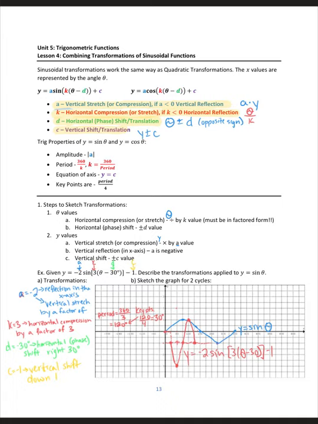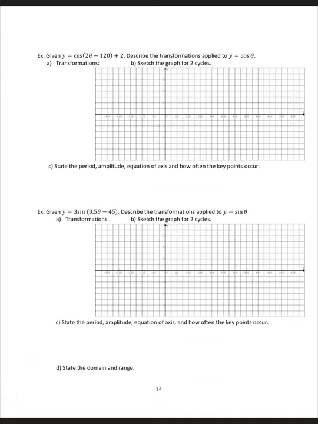All right, let's try one more. Get it set up and have you guys give it a try. Okay, so the next one, we are given a function again. We're going to describe the transformations applied to y equals the cos of theta. So this is what it meant when it said it has to be in factored form. We can't have anything attached to our theta. We need to factor that out.